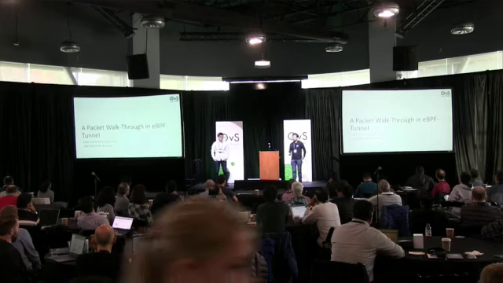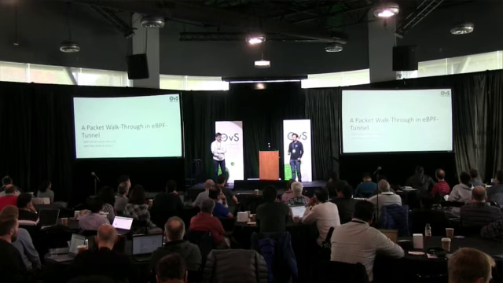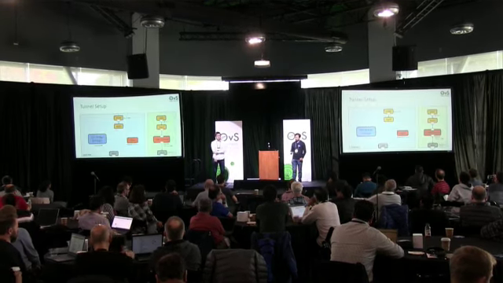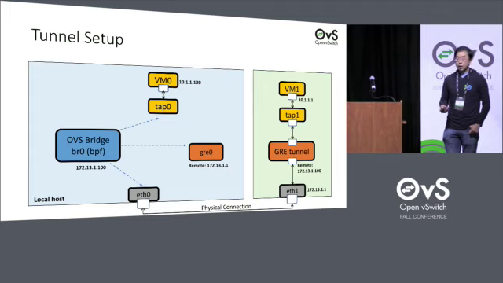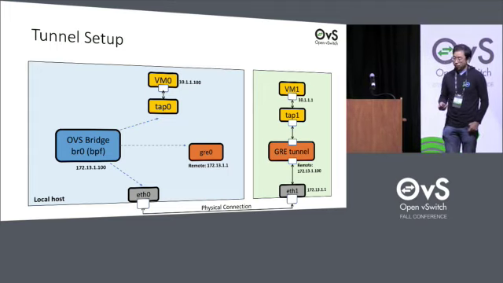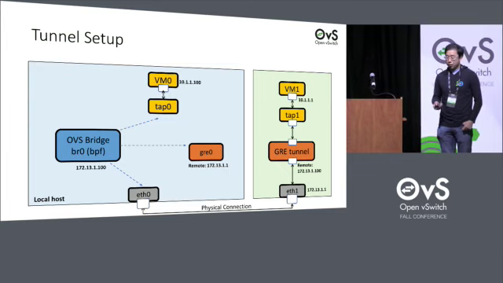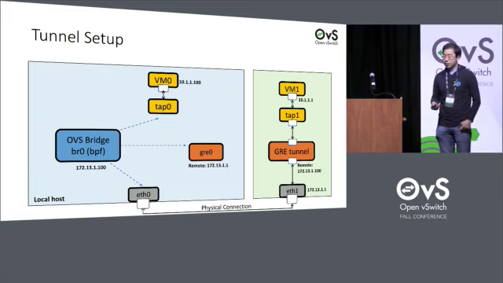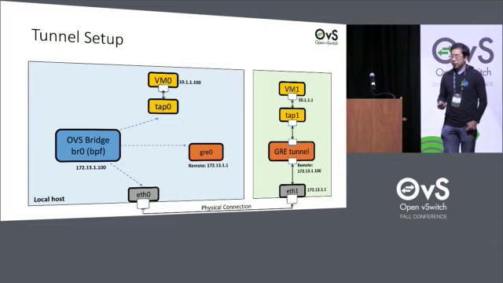Next, I'm going to talk about how eBPF handles the tunnel traffic. First, we will start with the setup. We have 2 hosts, and one is installed with OVS empowered by BPF. And we already set up the GRE tunnel between these 2 hosts, and we want these 2 virtual machines, VM0 and VM1, to communicate with each other through the tunnel.